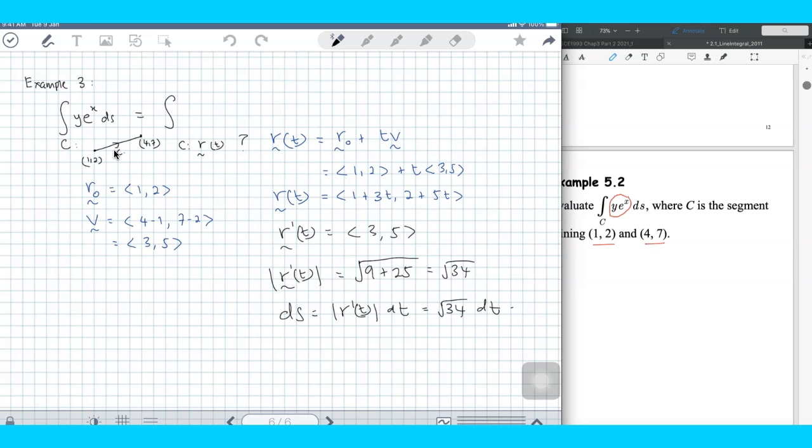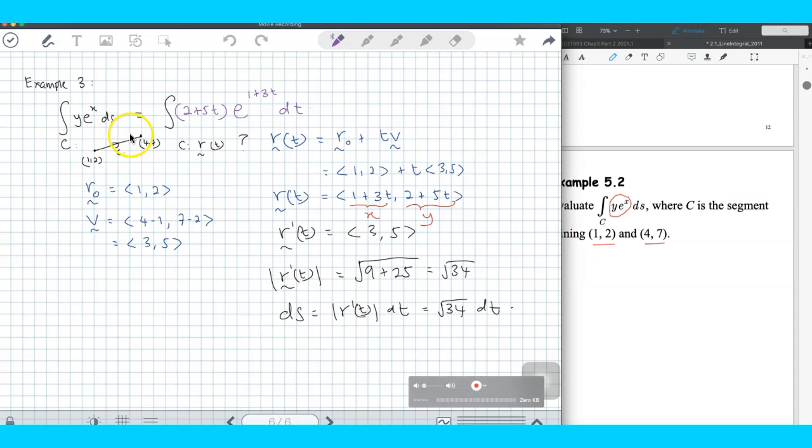Now we can convert this line integral in terms of t. So where is your y? This is your y, and this is your x. So you have (2 plus 5t) e to the power of (1 plus 3t) dt. Okay, so you need to have the limit. The limit is not given. Then how can we determine the t?